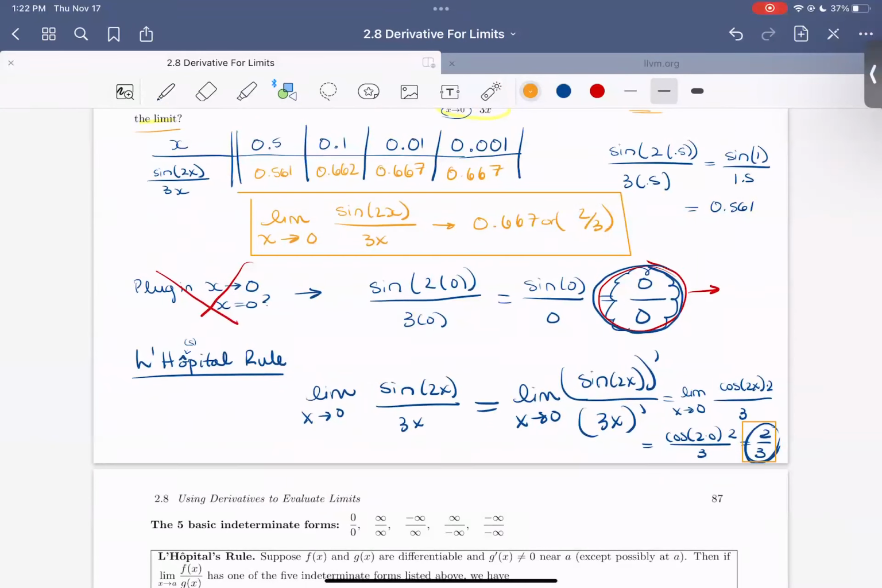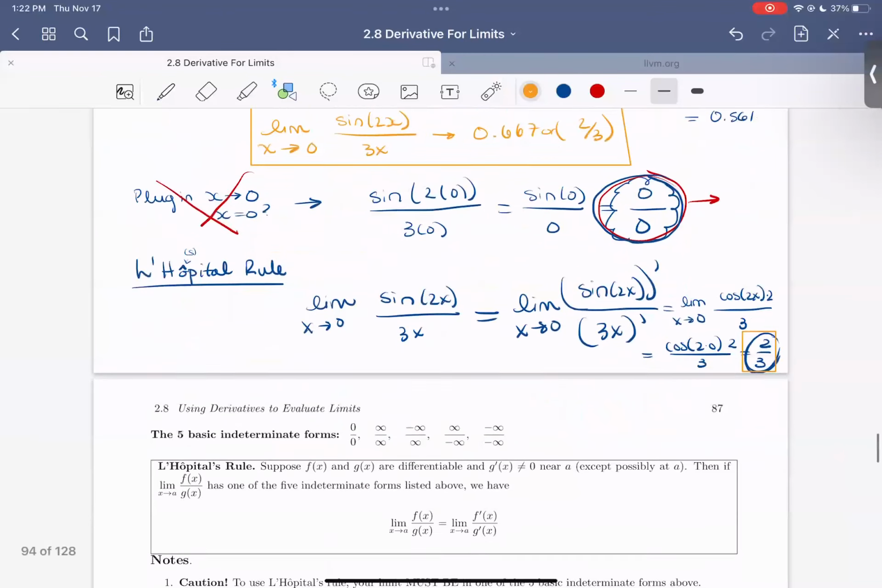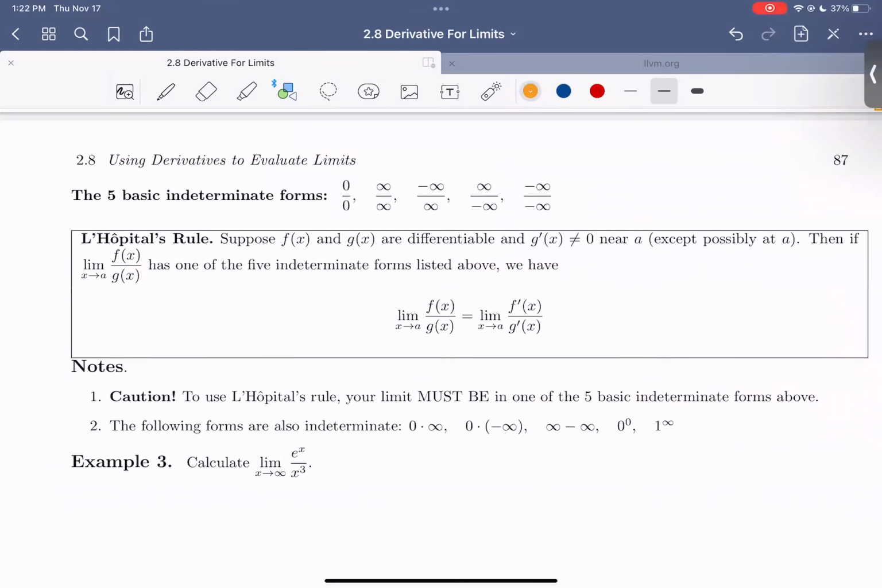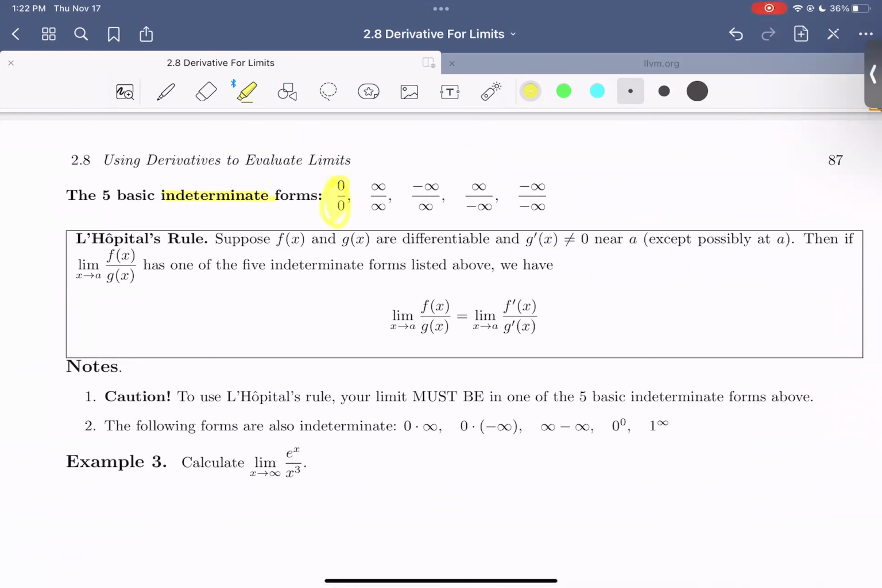So let's take a moment to chat a little bit more about that rule. On the top of our next page, we have a summary of when this rule can apply and what it means in a formal definition. There are 5 basic, what are called indeterminate forms in which L'Hopital's rule applies. We saw the 0/0 form in the second example above. This rule also applies when our function evaluates to infinity over infinity, negative infinity over infinity, infinity over negative infinity, or negative infinity over negative infinity. In all of these cases, we can use L'Hopital's rule.